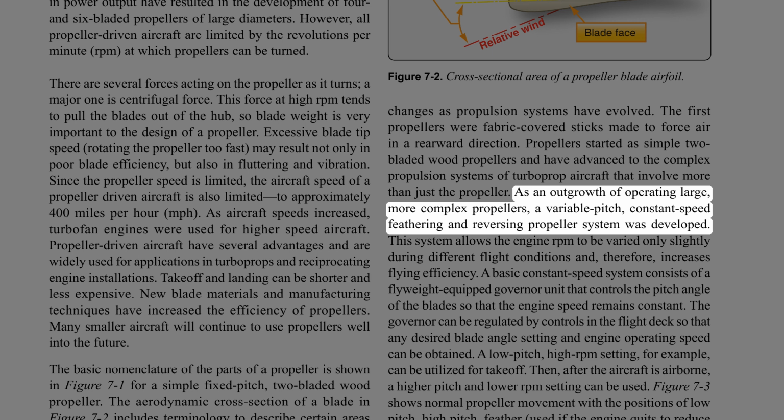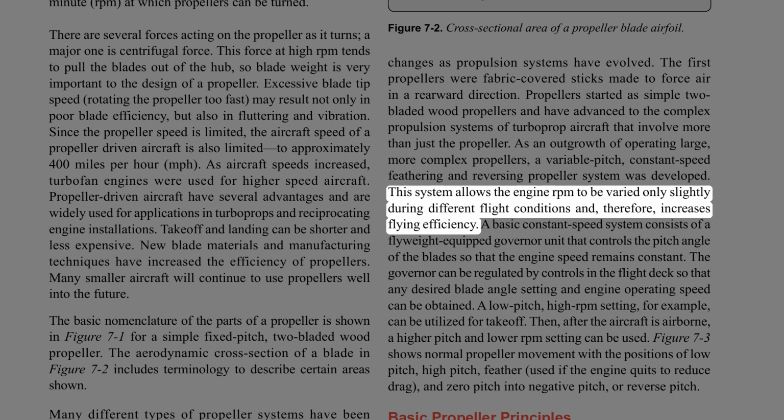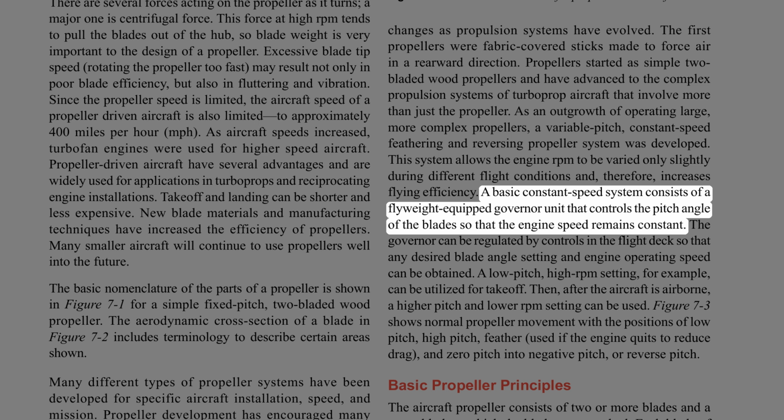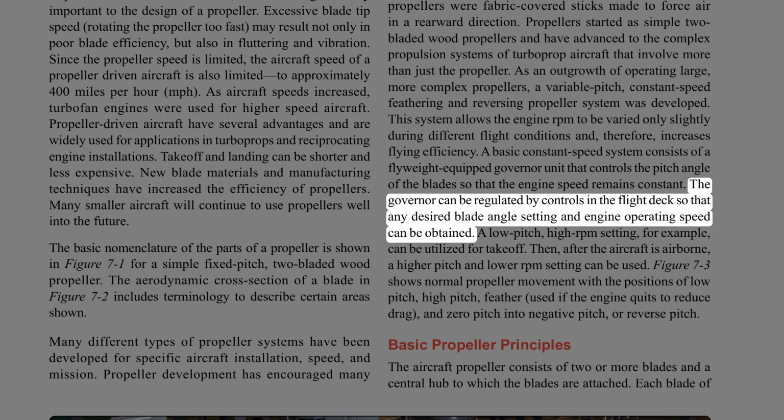As an outgrowth of operating large, more complex propellers, a variable pitch, constant speed feathering and reversing propeller system was developed. This system allows the engine RPM to be varied only slightly during different flight conditions and, therefore, increases flying efficiency. A basic constant speed system consists of a flyweight-equipped governor unit that controls the pitch angle of the blades so that the engine speed remains constant. The governor can be regulated by controls in the flight deck so that any desired blade angle setting and engine operating speed can be obtained.